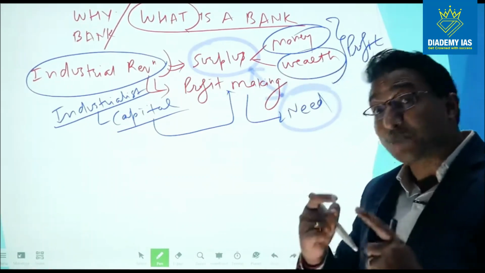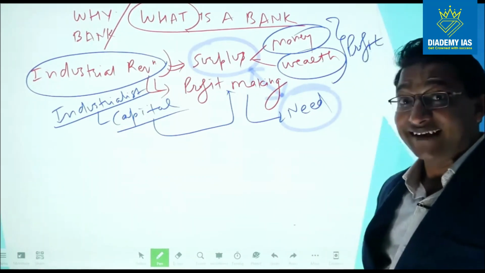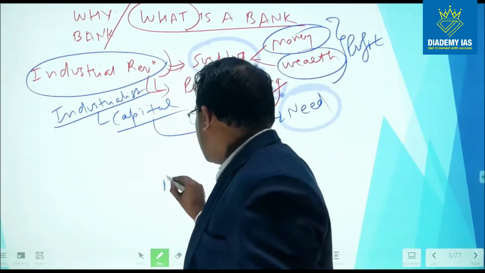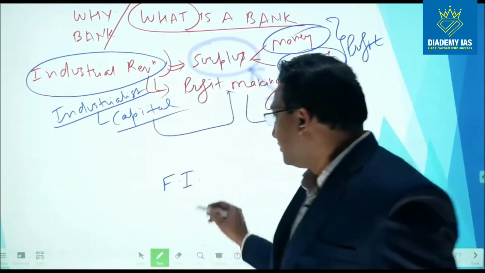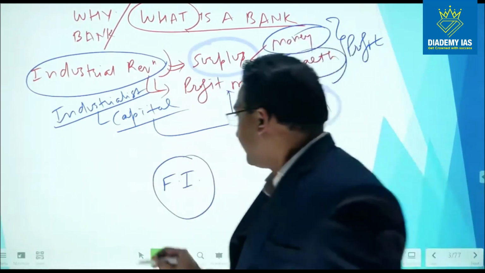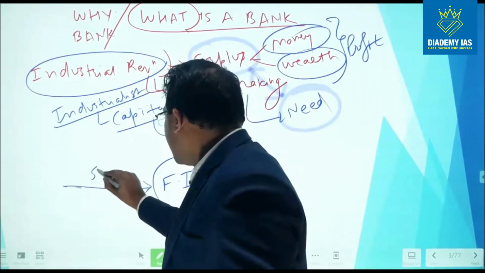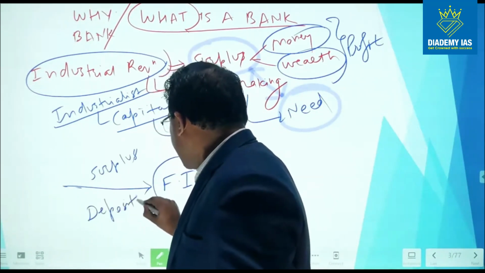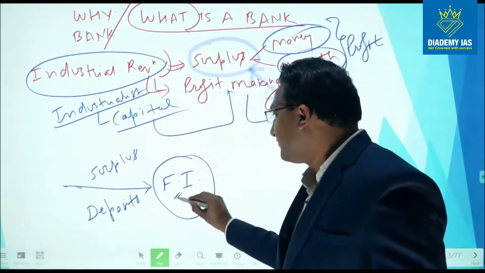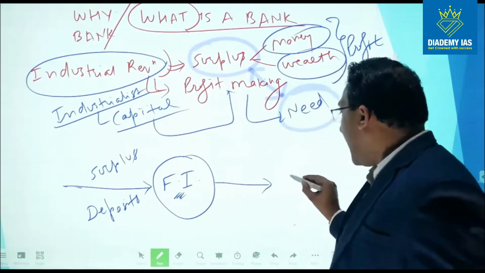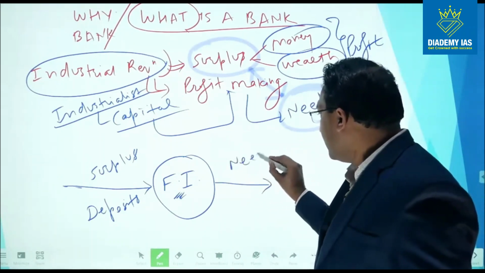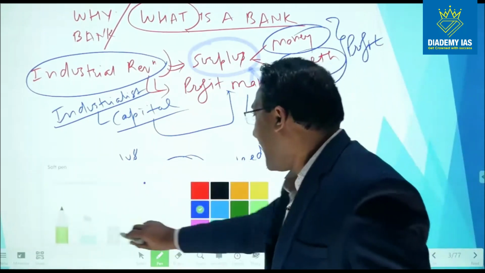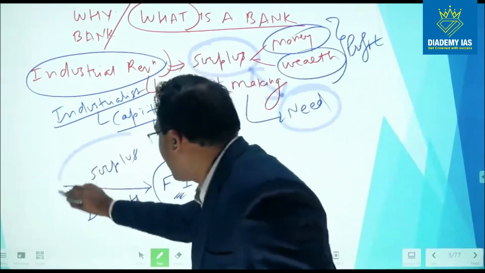This platform is given by the institution called bank, right? So what is the bank? Bank is a financial institution, FI. This bank, or this financial institution, accepts the surplus money of the people in the form of deposits, right? And the same money which is received by the bank, it gives to another person who is needy, in the form of a loan. So this is the primary function or primary requirement of the bank.